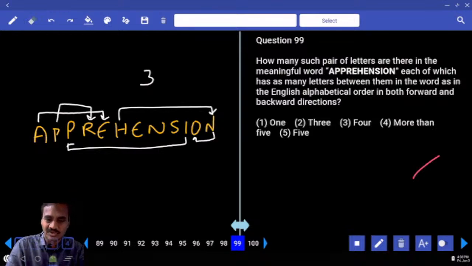Then as of now, we have got 5. And the next one, yes. N, O, P, Q, R. N and R, there is a pair. Clear? Now 6. 6 means more than 5. Choice 4 is the answer.